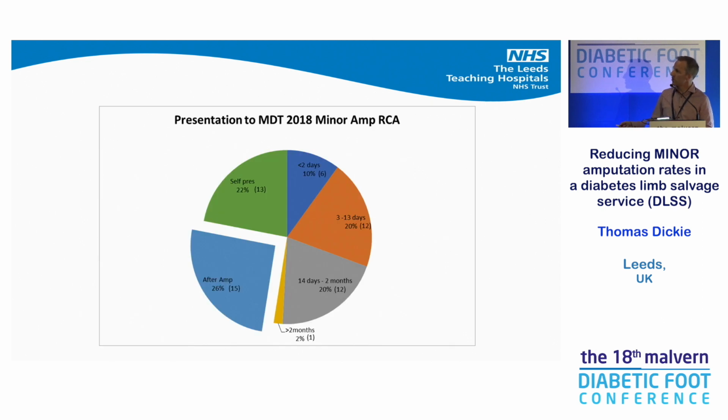This is just looking at how they got to us within the NDFA work that we do, and this proportion here, just over a quarter of all our patients, went straight to amputation. So we didn't see them until they had an amputation. So there's a massive missed opportunity there.